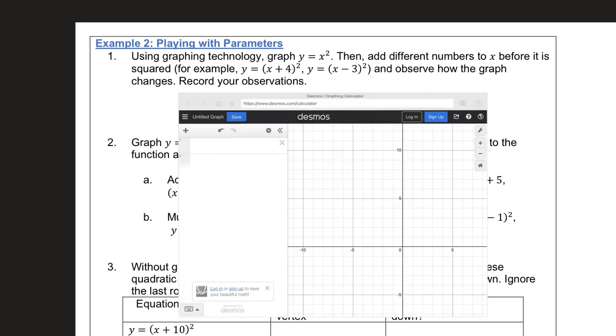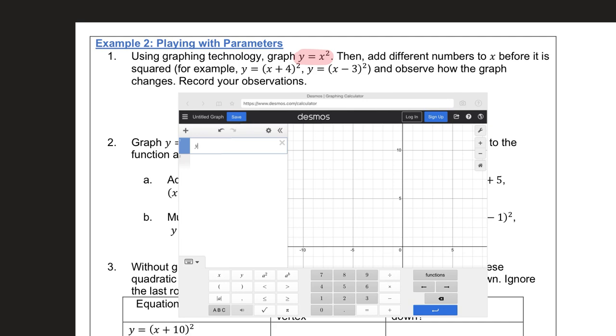So we are going to look here. I've opened up a tab on Desmos. We're going to first graph y equals x squared. So here we have what we talked about before, our parent function of a quadratic, okay? And now we're going to add different numbers to x before it's squared. So for example, we're going to do (x + 4)² or (x − 3)², and we're going to see what happens.